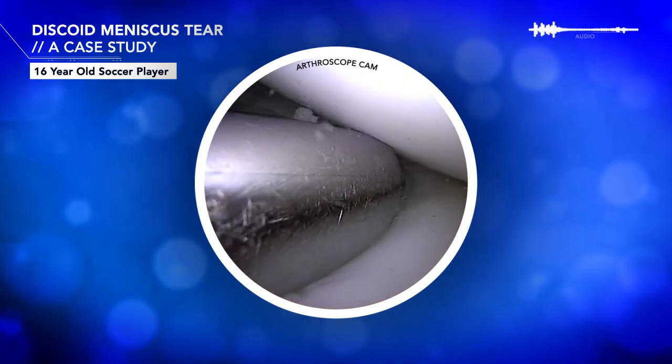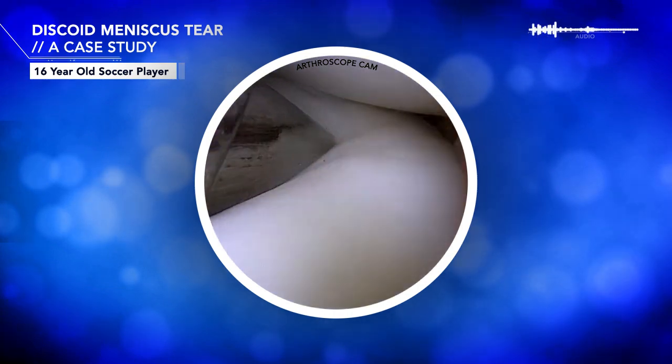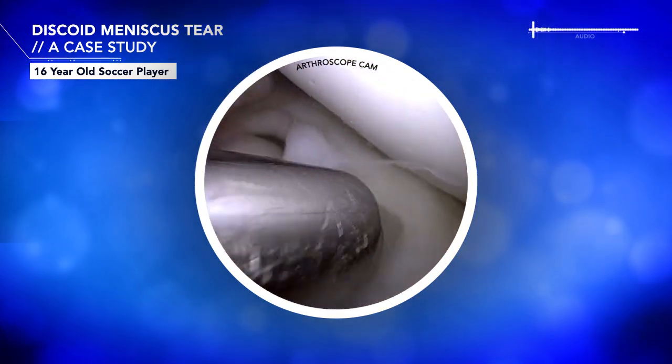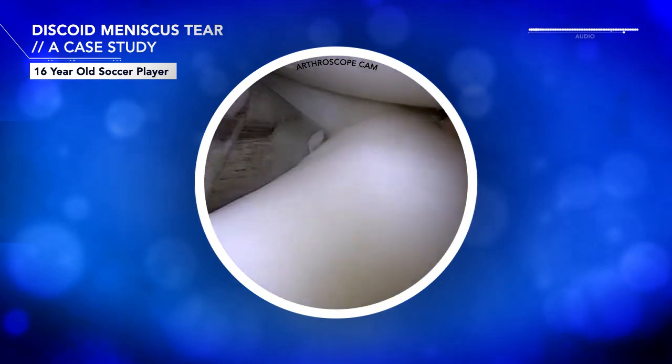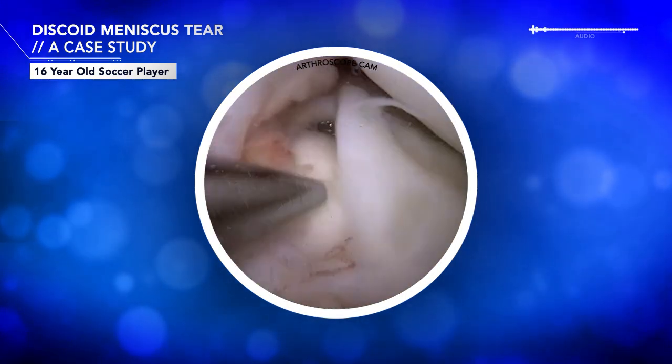And as we push it back into its normal position, you'll start to see that it's starting to look like a meniscus, but it's abnormally big. So this is a Watanabe type 2 discoid meniscus that has torn and bucketed into the middle of the knee.